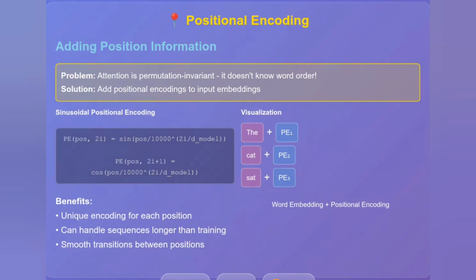You can see the visualization here. Each word embedding gets combined with its positional encoding. This gives the model both semantic information, what the word means, and positional information, where it appears in the sequence. Modern models like GPT use learned positional embeddings instead of sinusoidal ones, but the principle is the same. We need to explicitly inject position information into an otherwise position-agnostic mechanism.